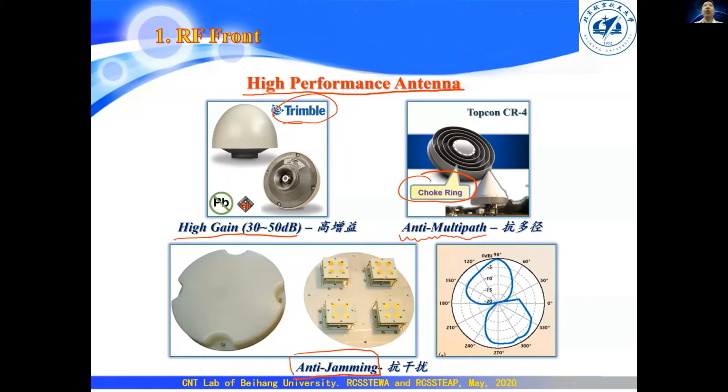This will give you better performance for the receiver. For example, with anti-multipath, they will give you more accurate results. But this antenna will be quite expensive. For example, we just bought an antenna from Trimble, and the price was nearly $5,000 for one antenna. Maybe some of them are $3,000, some about $5,000, just for one antenna. But it's very high performance.